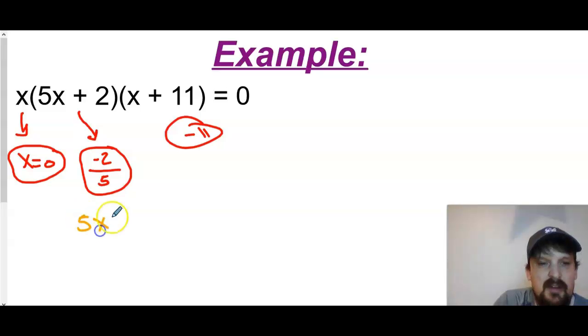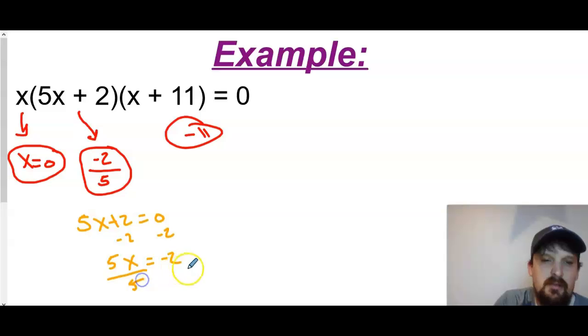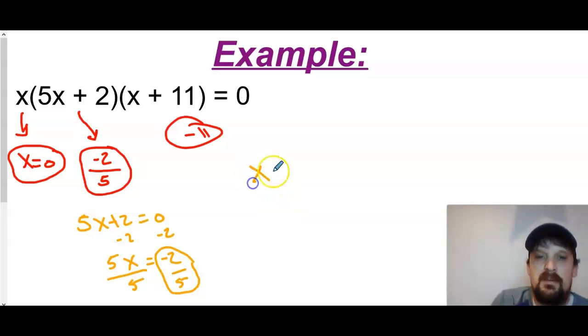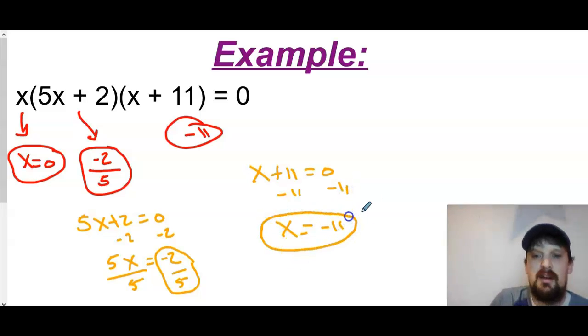So here I had 5x plus 2 equals 0. I minus 2 from both sides and got 5x equals negative 2. Divided both sides by 5, and I got my negative 2/5. See how that worked out? Here I had x plus 11 equals 0. Minus 11 from both sides, and I get x equals negative 11.